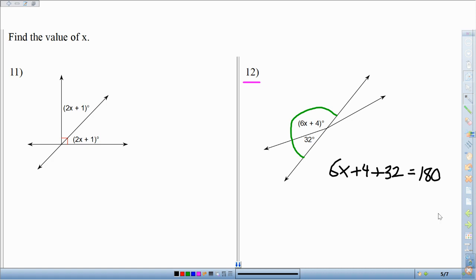Just be careful. On the last problem, we set them equal because they were vertical angles. If your first thought on this problem was that we were going to also set them equal, be careful. That's not the rule for angles that make a line.